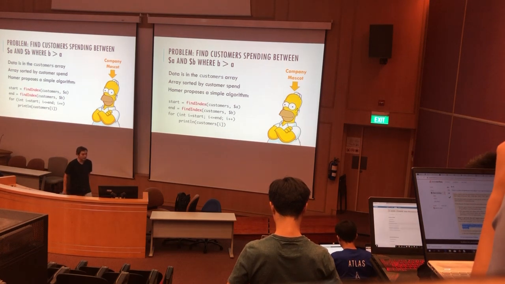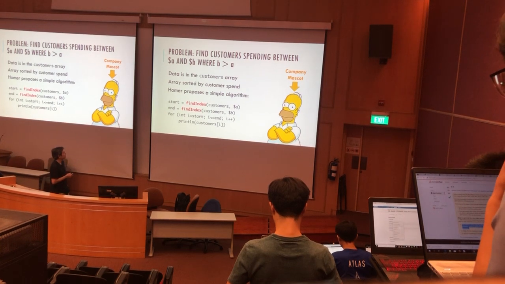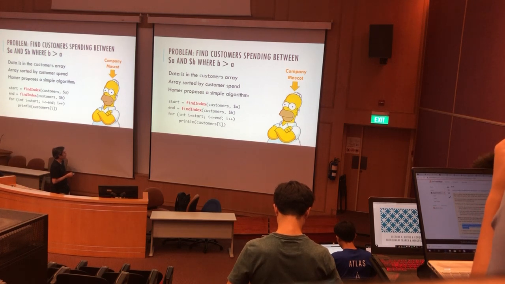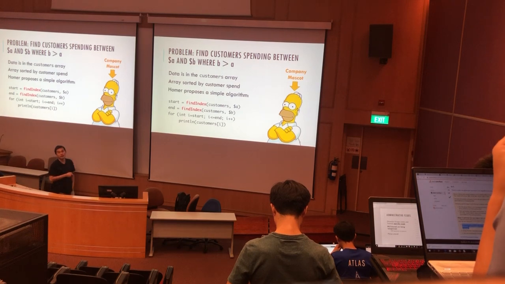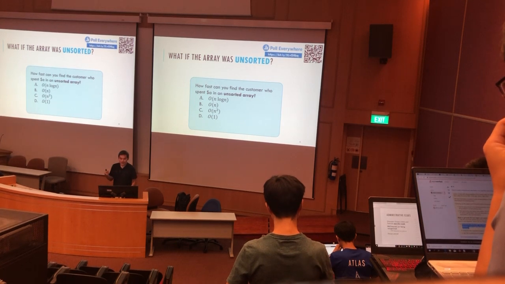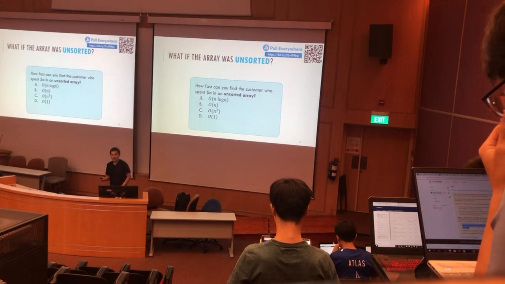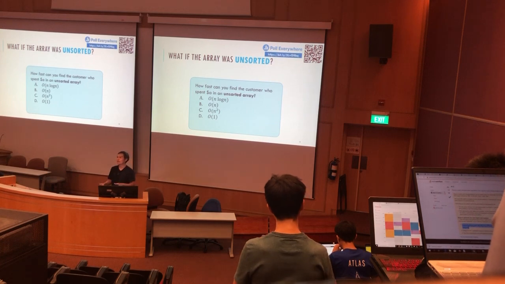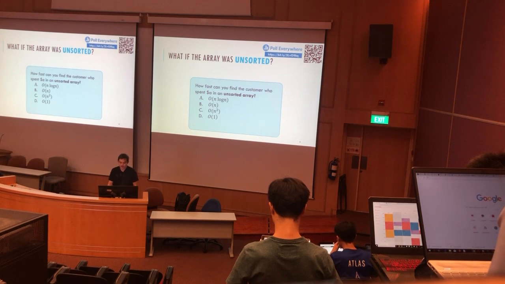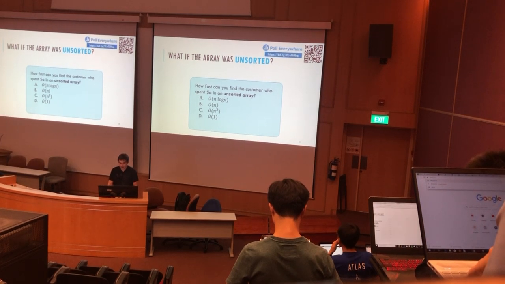So the key problem here, of course, is how to do this find index, right? This is trivial, but how do you find the index of the customer who spent A amount of dollars? How do you find the index of the customer who spent B amount of dollars? Okay, so that's the key question that we have. So if the array is unsorted, right? How fast can you find the customer who spent $8 in an unsorted array? So you have no information about what's in the array, I just give you an array. How fast can you find the customer who spent $8? So is it A, n log n, B, O(n), C, O(n squared), or D, O(1)?